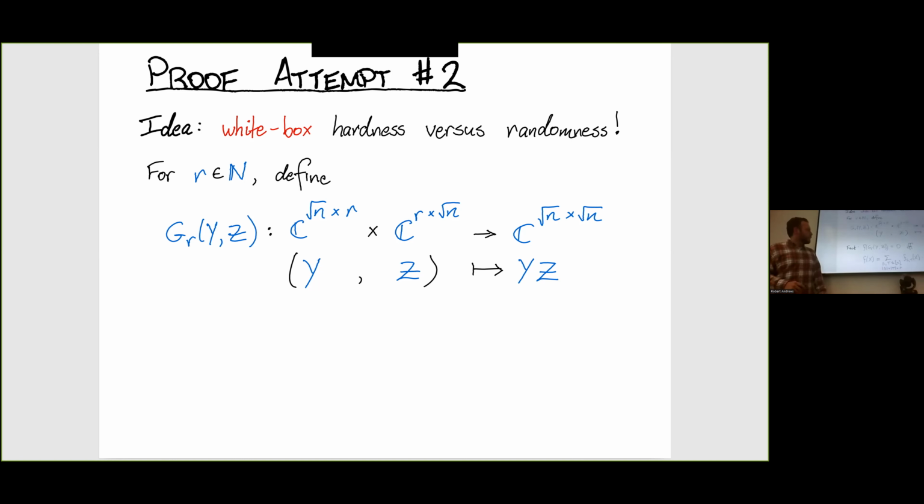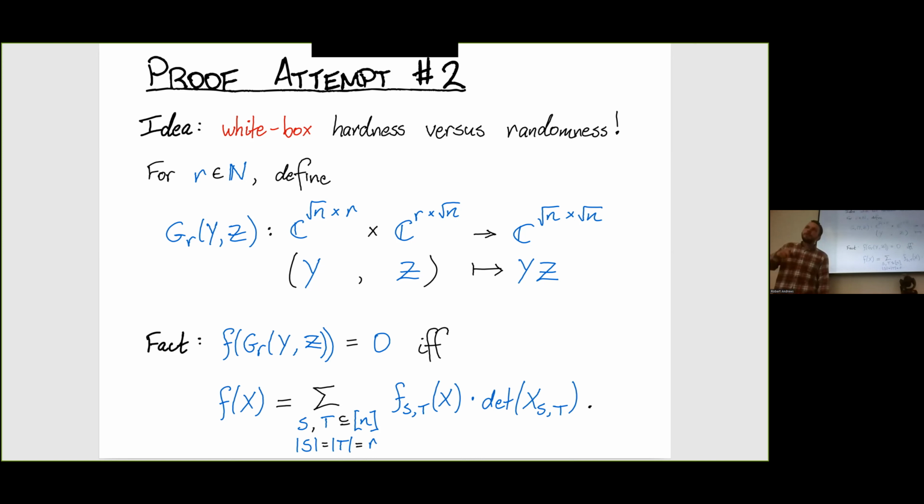So why am I picking this generator? It's because I know something about the polynomials on which this generator fails. I know something very explicit about them. Here's the fact that I don't want to prove, but just believe me on this. If I have some polynomial f that vanishes on the output of this generator, it turns out that I can write this polynomial as this somewhat weird looking sum. Let's step through this. I'm summing over subsets s and t, which are subsets of the integers 1 through n, and these are both sets of size r.